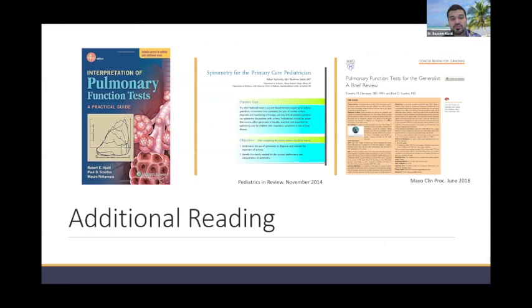If you want any additional reading about these, this book is an easy read, I read it during my training, on pulmonary function tests. I'm sure you can easily find it. Pediatricians can read the pediatric review article. Such a great article, 10 pages or so, you can easily read it. It's all you need for your boards. More generalists can read the Mayo Clinic Proceedings paper on PFT reviews for the generalists. Also again, 10 pages or so. A nice summary for those who are interested in just a basic understanding.